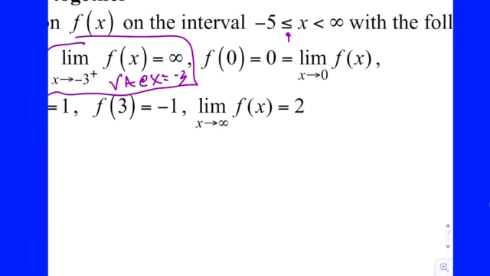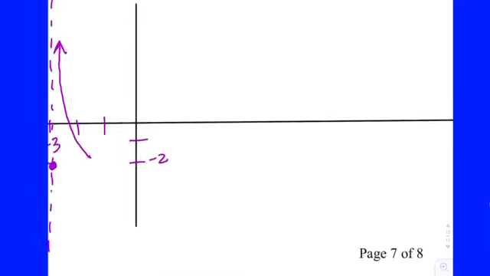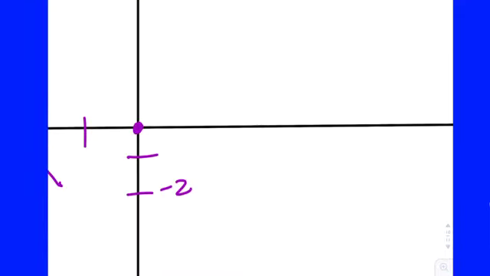Okay, now I move to this next piece. F of 0 equals 0. That's easy. That's an ordered pair again. What do we call the point 0, 0? Origin. So I know it goes through the origin. So there's a solid dot.